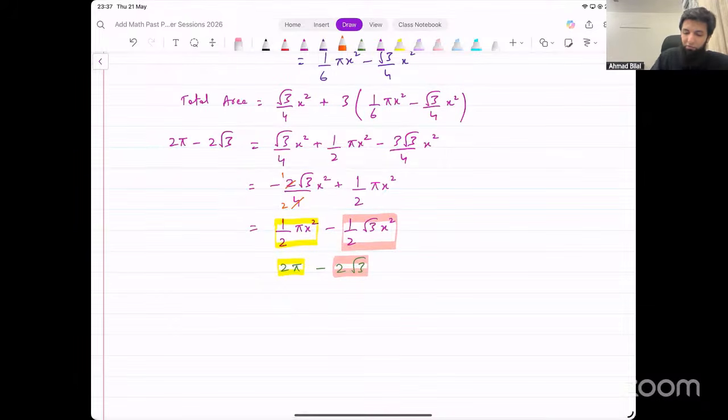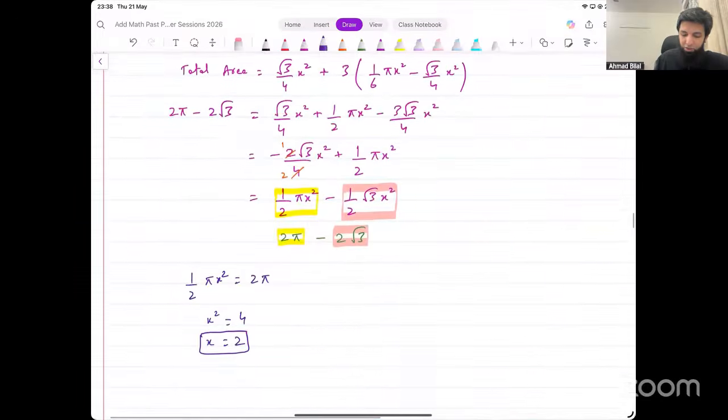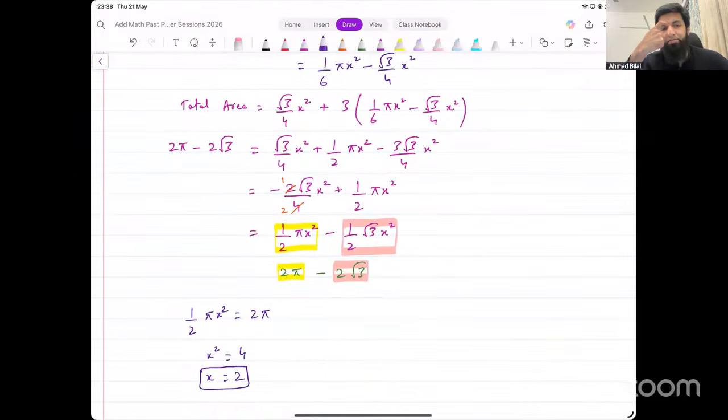If I equate the yellow ones, that gives me 1 over 2 pi x squared equal to 2 pi. Pi and pi get cancelled and we get x squared equal to 4. And that gives us two possible values of x, plus minus 2. However, x represented the length of a side, so it cannot be negative. The only possible value of x that we get from this is 2, and that's our final answer.